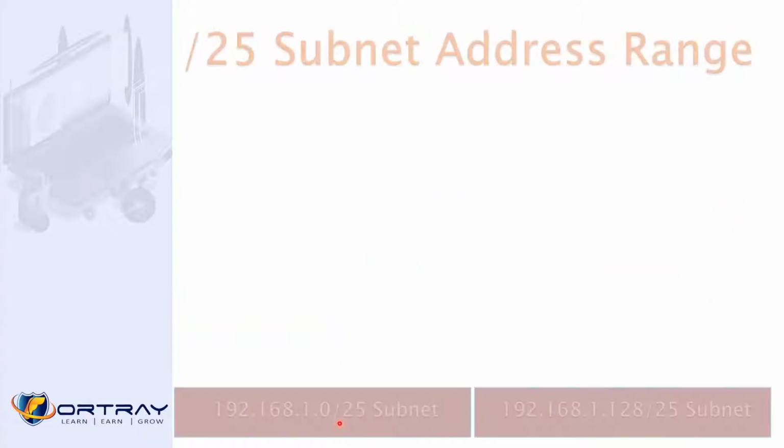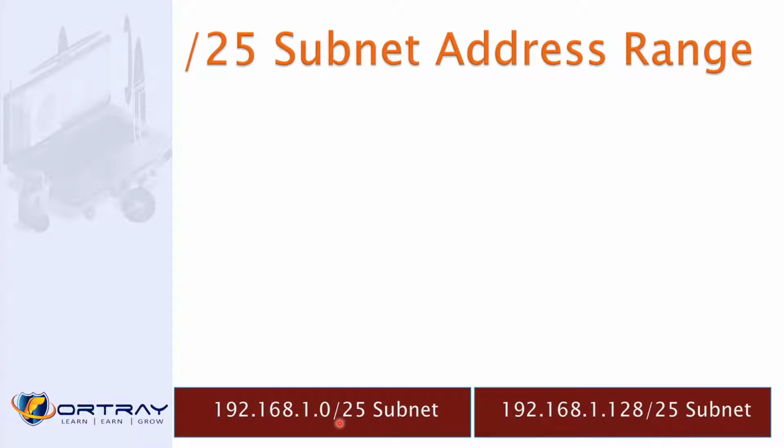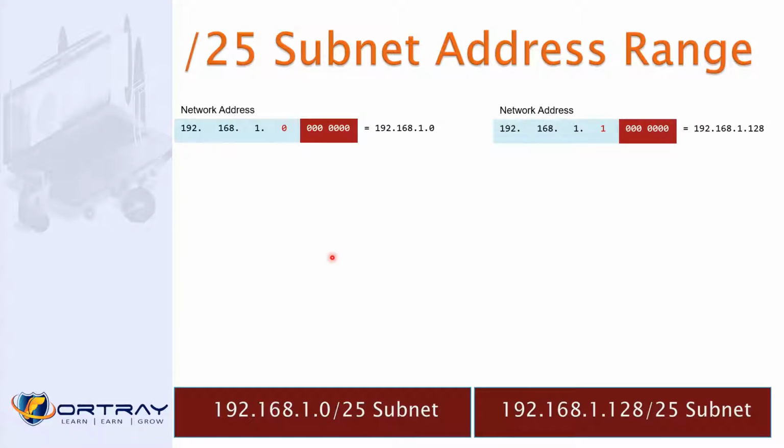Here you can see 192.168.1.0/25. Interestingly, the network address is 192.168.1.0. You see this? That's the network address. Now it has become the network address because previously we had 8 bits, and now 1 bit is borrowed. These are the two networks we have.